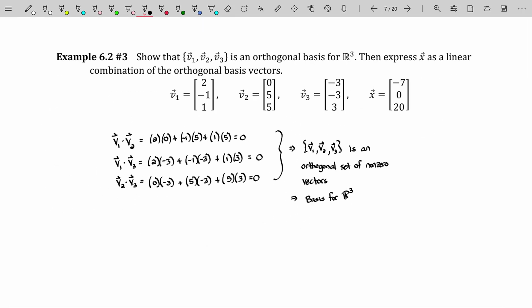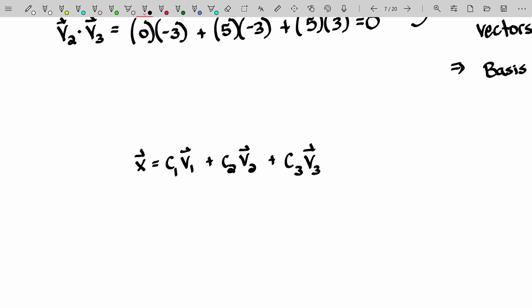Okay, we're supposed to express x as a linear combination of the orthogonal basis vectors. Well, that's going to be our newly found skill. We have these orthogonal basis vectors. We know that we can write any vector in R cubed as a linear combination of these basis vectors. We just want to know what those weights are.